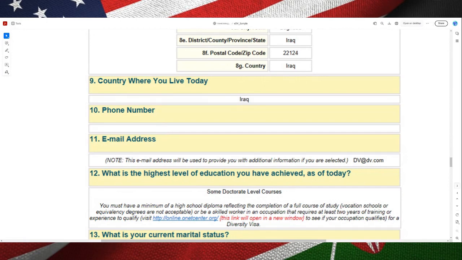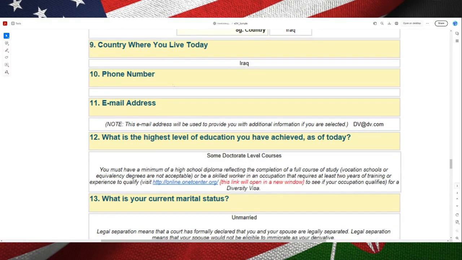And the most important thing is your email. Look at the note. It says this email address will be used to provide you with additional information if you are selected. That is the only way they will reach you. USAS will communicate with you through your email. So this is one of the most important pieces of information that you need to make sure you put in correctly. Also remember, sometimes people lose their confirmation number. You cannot recover your confirmation number if you don't have the right email address. So the email address is very important.